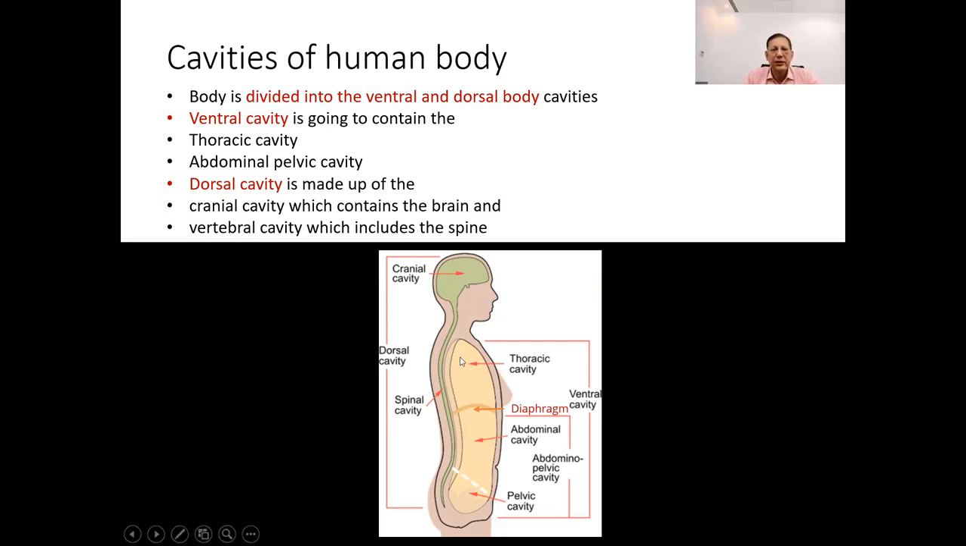These cavities are lined with serous membranes, which secrete a small amount of lubricating fluid to reduce friction between the organs and the cavity walls. The cavities also allow for the movement and flexibility of the organs during various bodily functions.